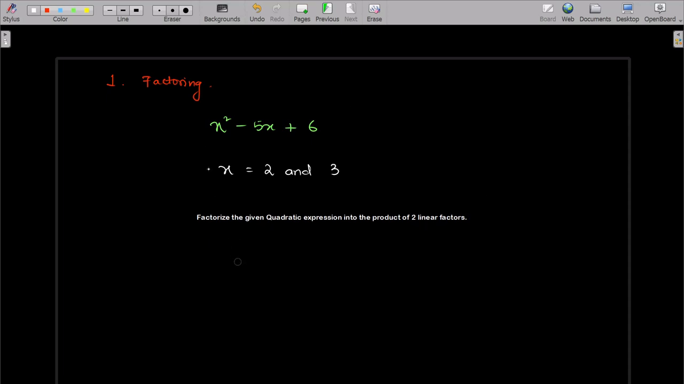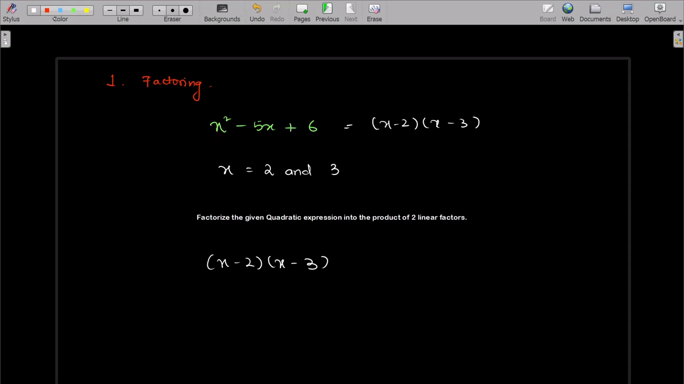So your answer will be x minus 2 and x minus 3. This can be written as x minus 2 times x minus 3. That will be the answer. So this is the question in which you should use the method of factoring.